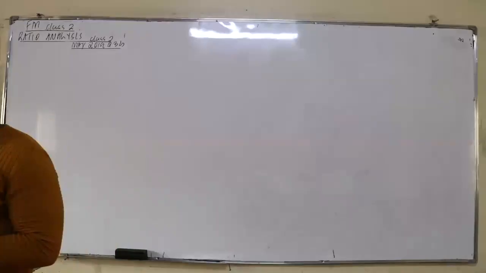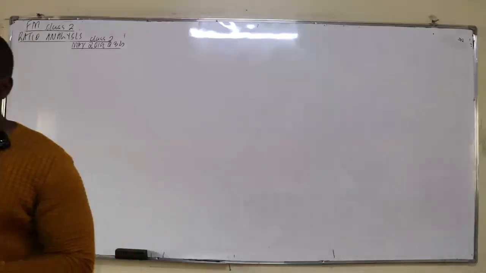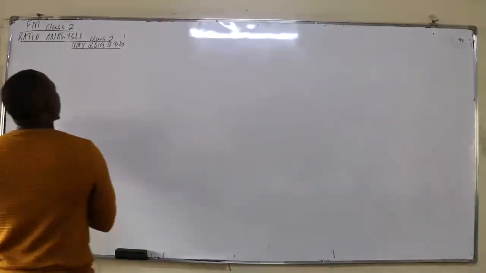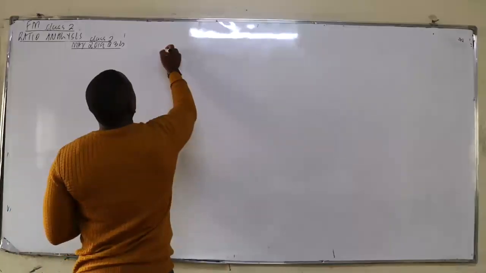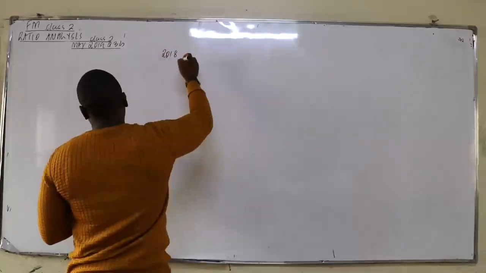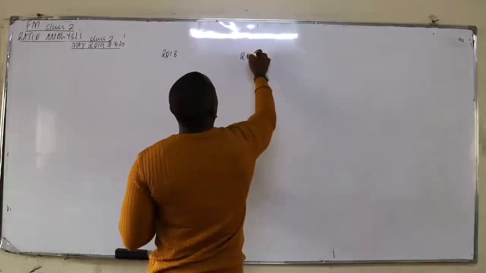Required. Calculate the following ratio for year 2017 and 2018. So we compute for 2 financial years. So 2018, 2017.